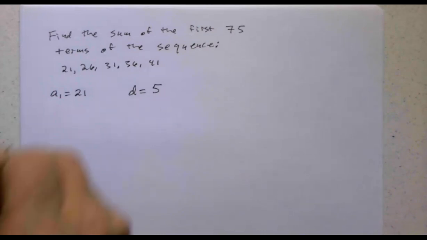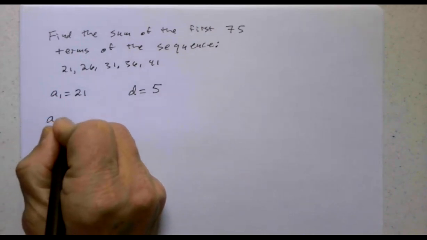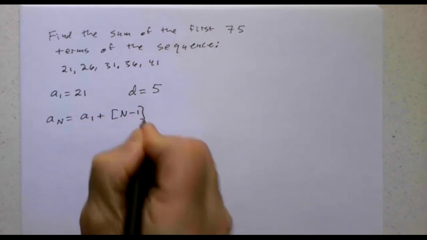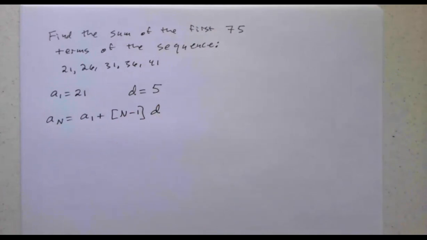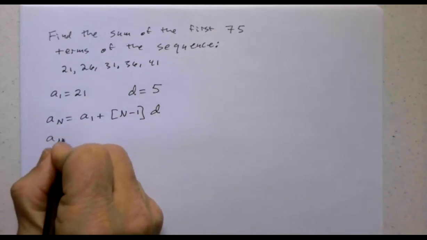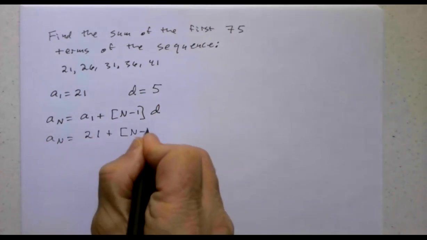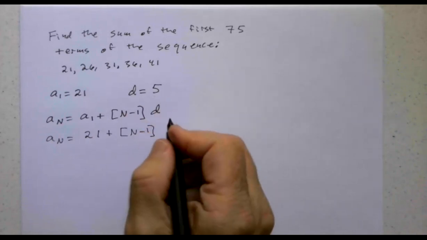Now, how do we find the nth term? The nth term is always the first term plus n minus 1 steps of the common difference. So in our example here, the nth term is the first term, 21, plus n minus 1 times the common difference, which is 5.